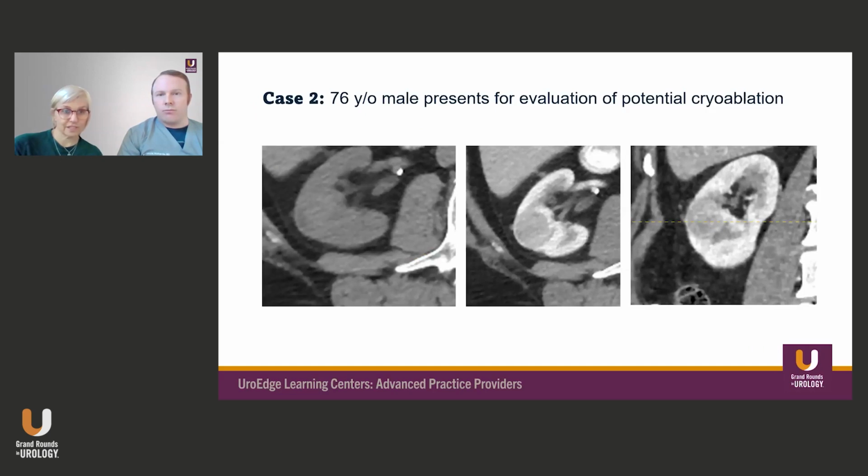So here we have a 76-year-old male who presents for evaluation of potential cryoablation. Okay, Dr. Richards, what do we got here? Okay. So this one is also mostly endophytic, so it's not really bulging. I also gave contrast to help better visualize the tumor here. It almost abuts the collecting system in this coronal image here, but it's still not super close to the renal hilar vasculature. And how big would you say that mass is, just on your view here? About 3 to 4 centimeters.